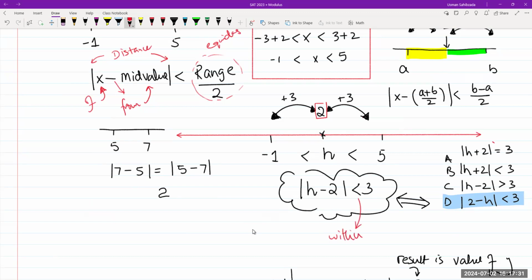Less than means within. If it was H minus 2 modulus greater than 3, then that would be a statement which says it's outside that region. So 2 is always the center value, and 3 is always the spread to one side as well as to the other. So the entire range is halved that way.